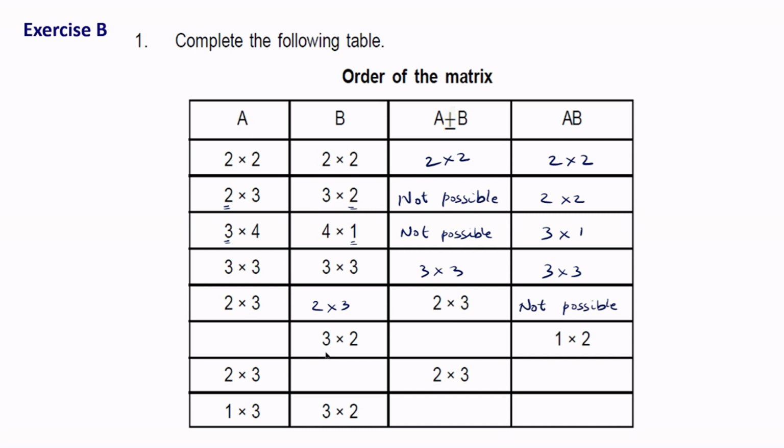And now we have the next situation where order of B is 3 by 2 and order of AB is 1 by 2. Now AB will be defined only when the number of columns in A is equal to the number of rows in B. Here the number of rows in B is 3. So the number of columns in A, it is 3. And next we have the number of rows given by number of rows in AB. So it is 1. So order of A is 1 by 3. Here order of A is 1 by 3, order of B is 3 by 2. Since their orders are not equal, A plus or minus B is not defined and this is not possible.